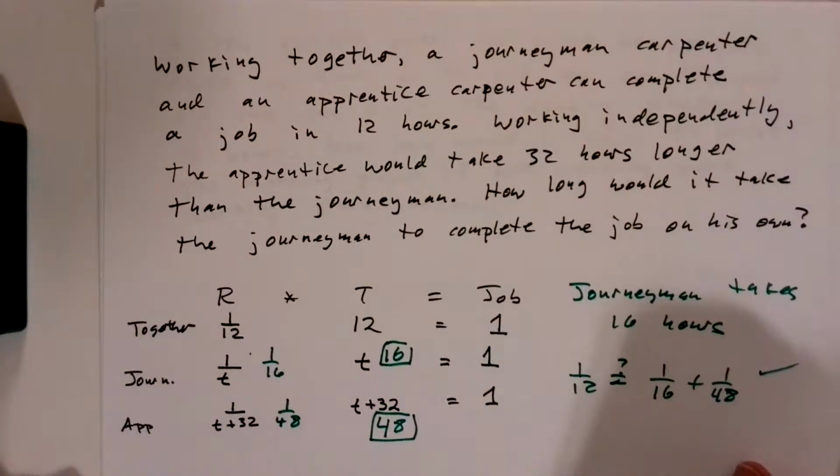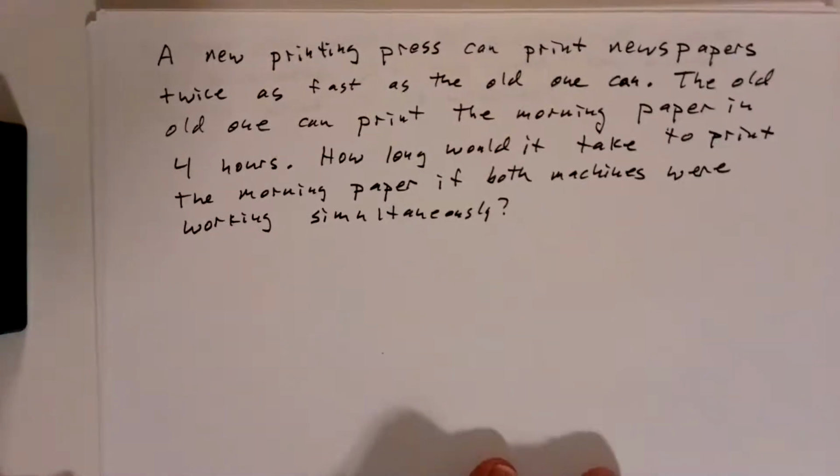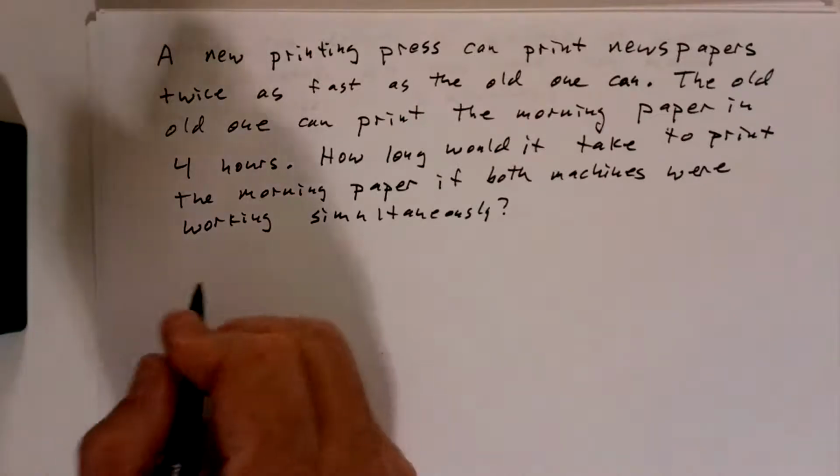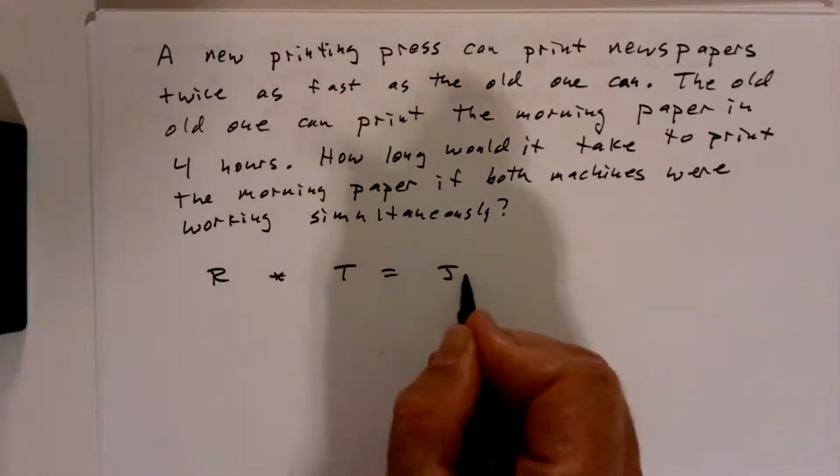Our next example is similar. You can see we're looking at these rate problems. A new printing press can print newspapers twice as fast as the old one can. The old one can print the morning paper in 4 hours. How long would it take to print the morning paper if both machines were working simultaneously? So again, we have the same model. Rate times time equals job.